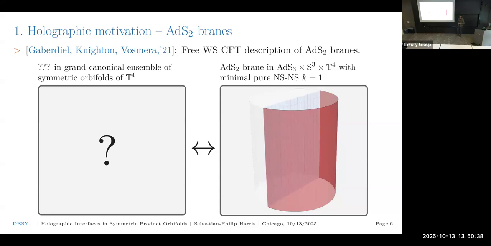Is it the same as what Emil Martinec had? Yeah, that's the next slide. So yeah, like a probe D string, that's correct. And anyway, it's good that you point this out. So in that paper, there was no proper candidate found that could holographically describe these branes.